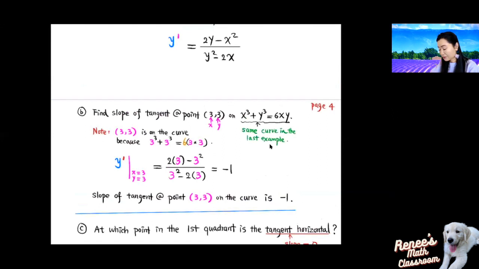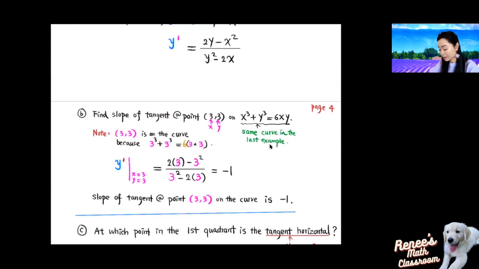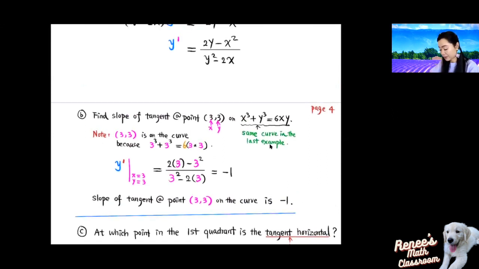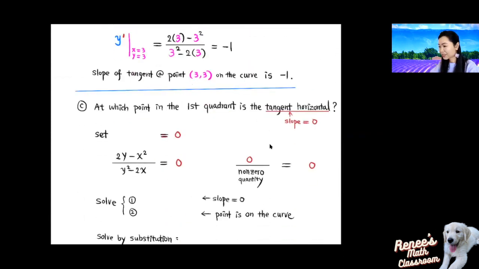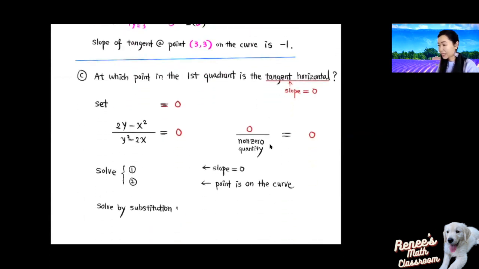So the slope of the tangent at this point on the curve is -1. Now you can actually double check this by looking at the graph of this. We're going to do that later.